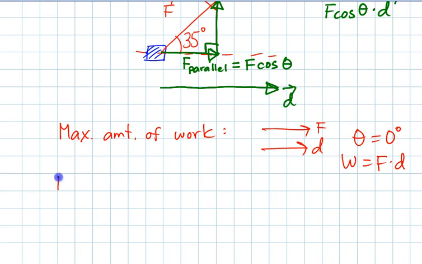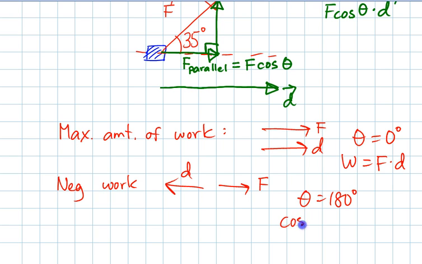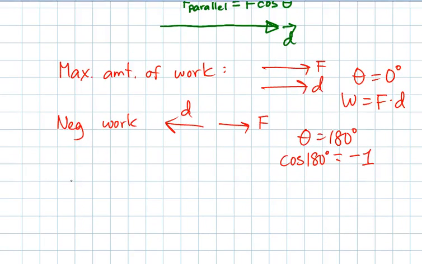You can also have a negative amount of work being done, and that's if you have a force going one way and a displacement going another. So this is where the angle is 180 degrees, and that gets you a negative sign because the cosine of 180 is -1. So you pop that into the equation and you get negative work done. Oh, and by the way, negative work often happens with things like friction.